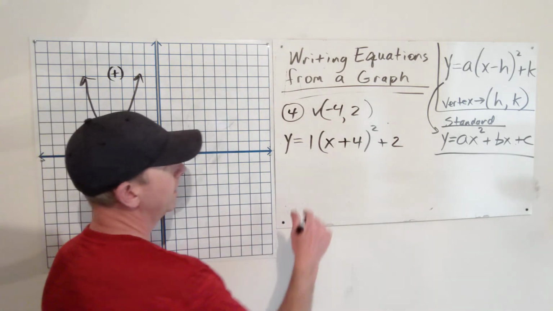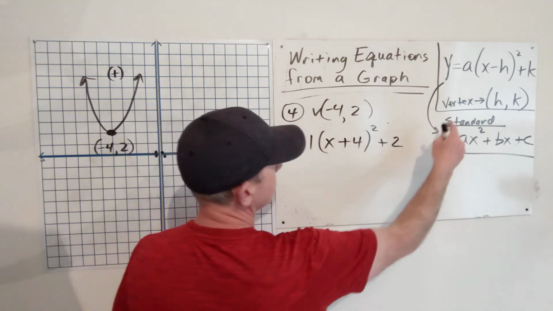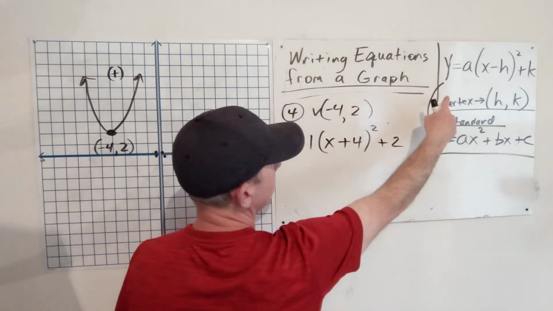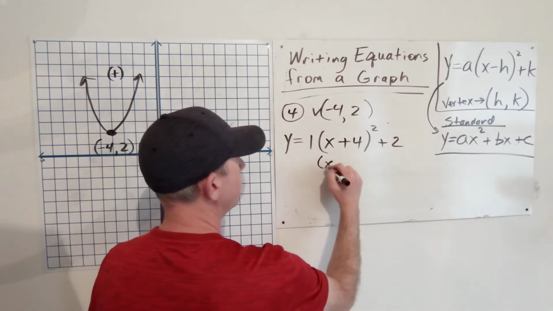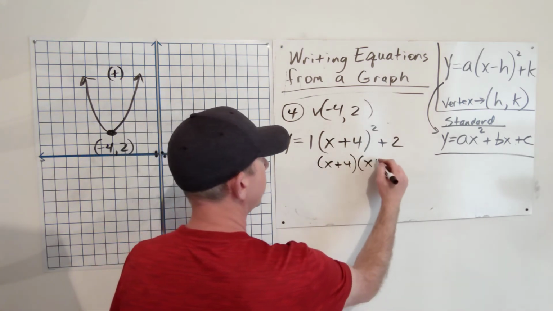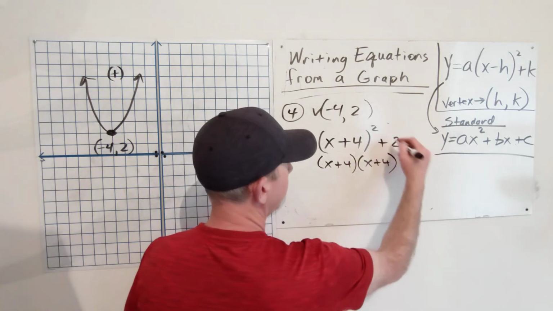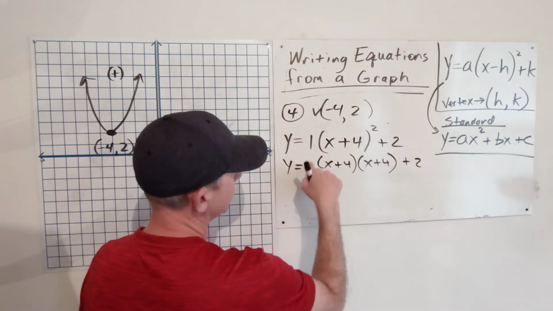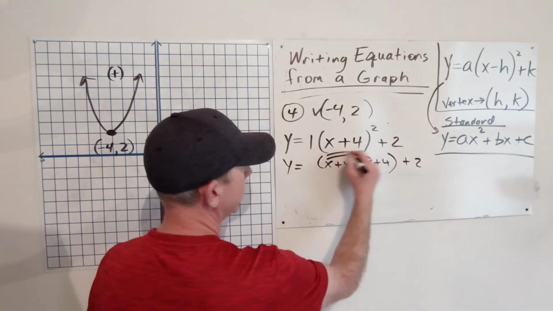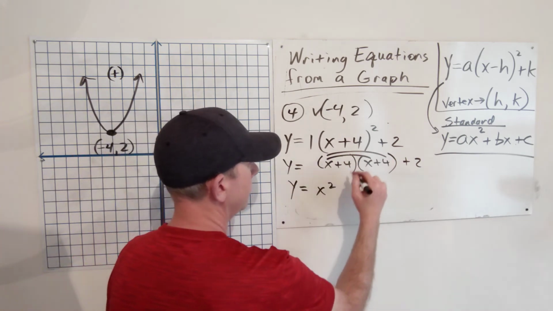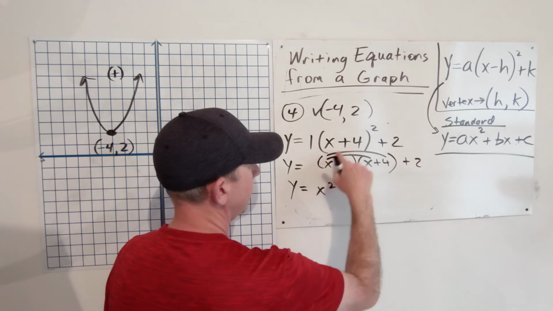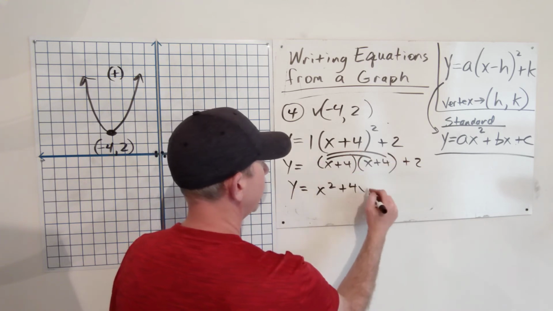Okay, now we have to multiply this out, so here we would be done with vertex form, but to get to standard form we have to multiply this out. So we're going to do x plus 4 times x plus 4, and we still have the +2 out there. This 1 we don't have to write, and we're going to double distribute. So we get y equals x squared. The x squared is here. X times the 4, we get plus 4x.